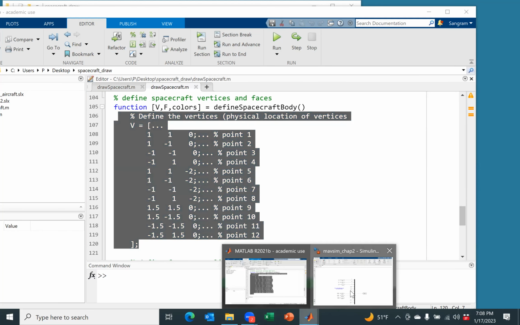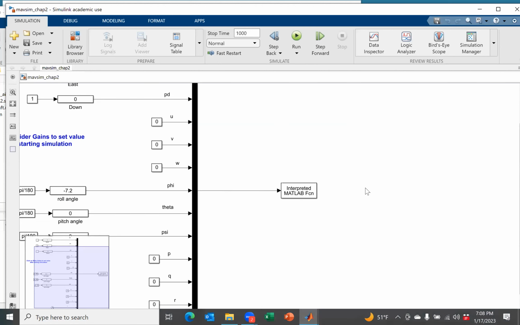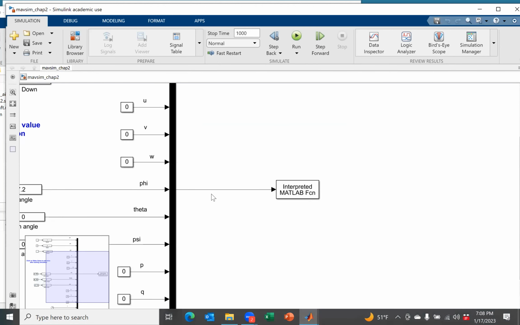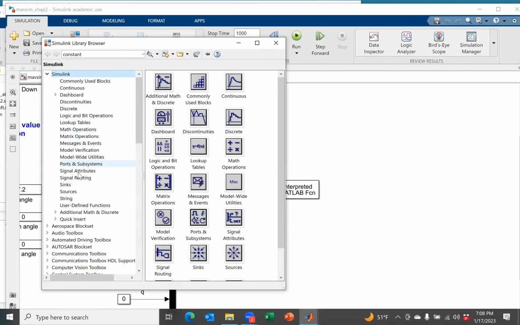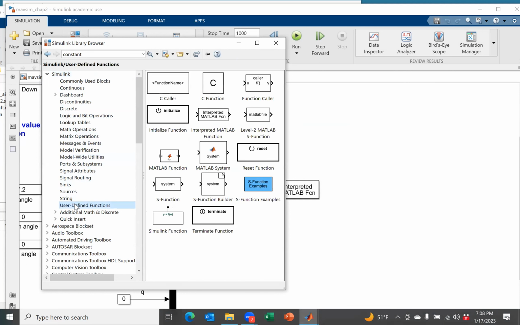Okay, now what is the next part? Next part is something important. So what I have here is, I have called this MATLAB function. It's again given in the textbook. I have called this MATLAB function in the Simulink. So how do I call this MATLAB function in Simulink? For that, I need to go to library browser. And here I have to go to user-defined function. And there are a lot of user-defined functions.